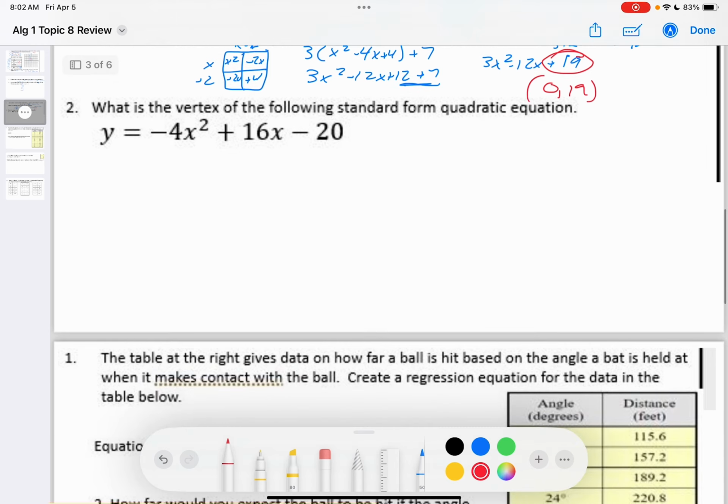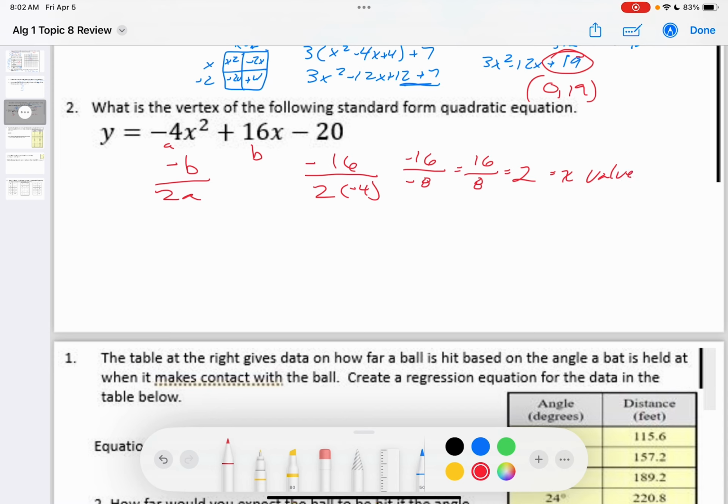We have a question, what is the vertex in this standard form? Again, we find our vertex by doing negative b over 2a, or the opposite of b over 2a. This is your b value, that's your a value, so we're going to go negative 16 over 2 times the a value, which is negative 4. So we're negative 16 over negative 8, which is the same thing as 16 over 8, which is the same thing as 2. So that's the x value of the vertex.